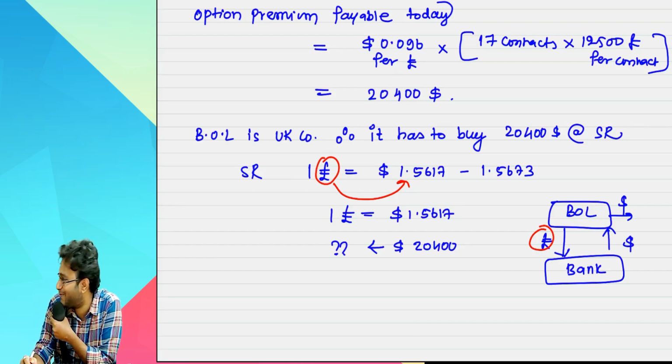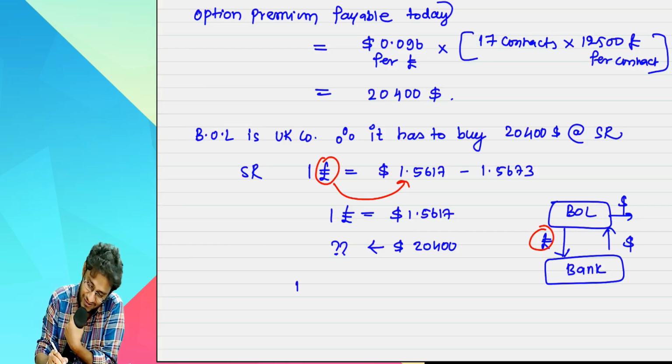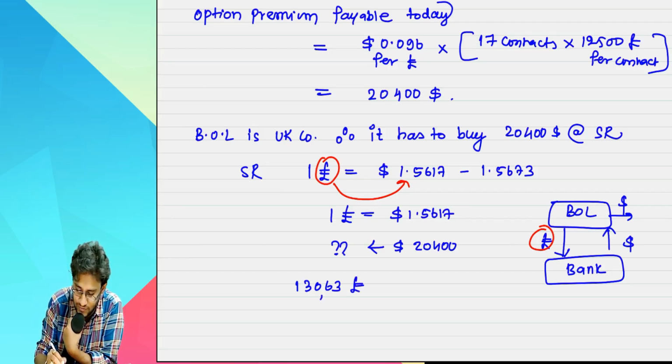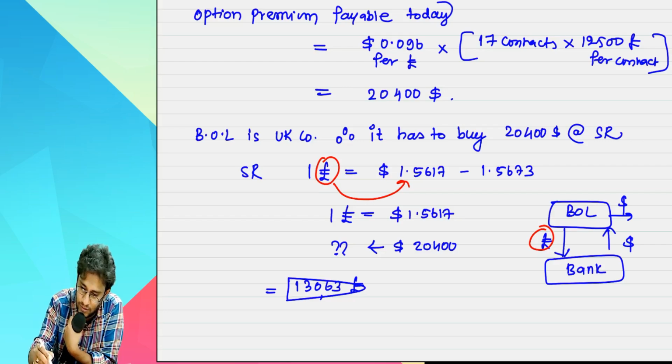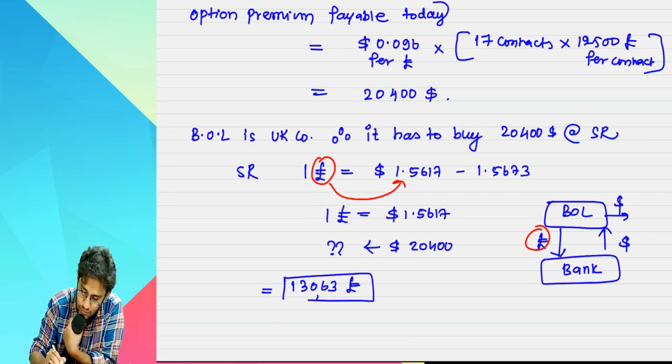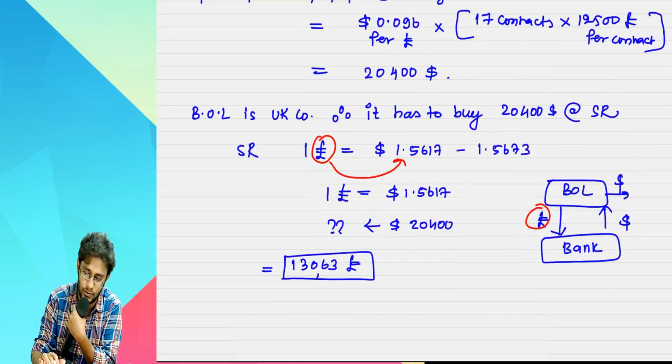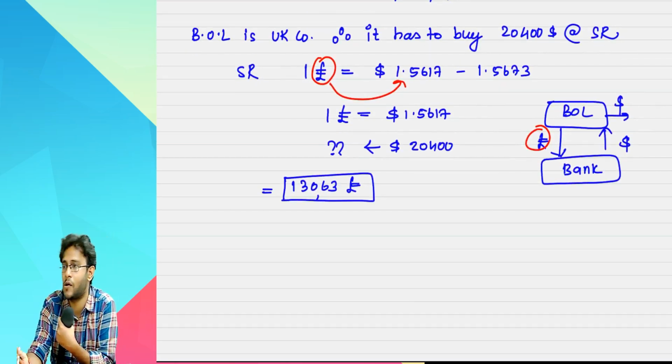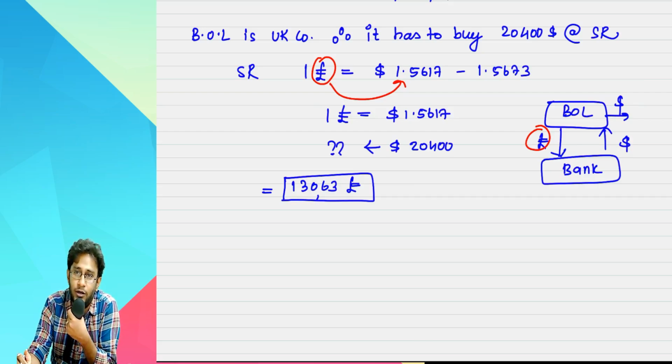Right. Calculate. 13,0 pounds, leave out the small change. Okay. So where did you reach? Nowhere. Still today only. Option premium is just what you paid.